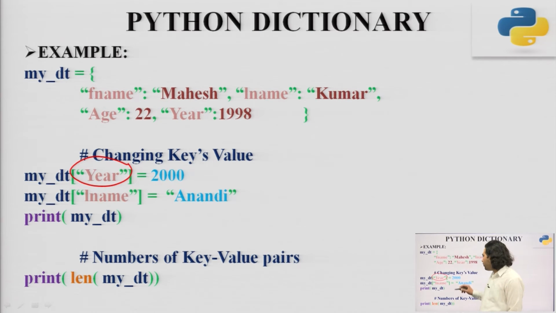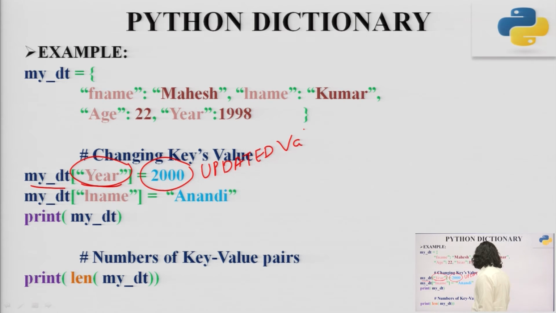So, here how we are going to change it? By using the subscription principle, that is the variable name followed by the key, and we are going to reassign it with the next value, or you can say with the updated value. So, here the year is now updated with 2000. Similarly, the L name is updated with Anandi.